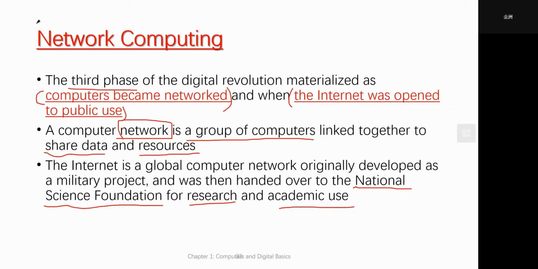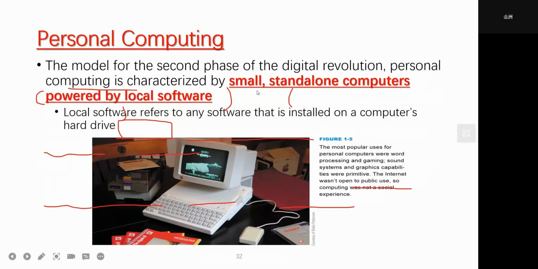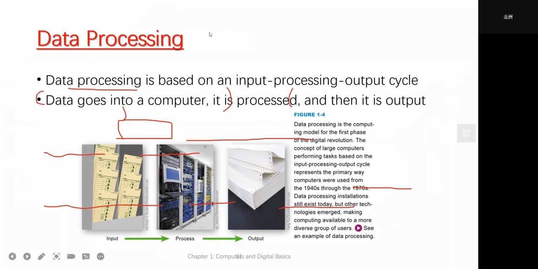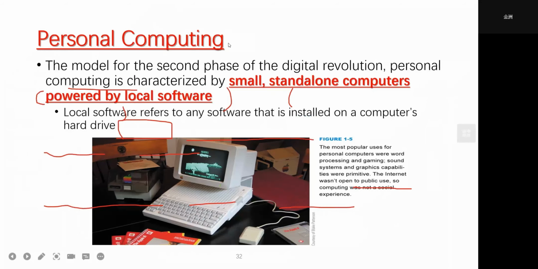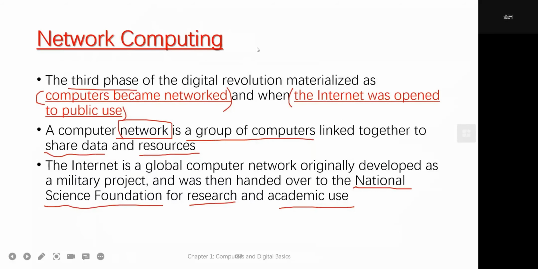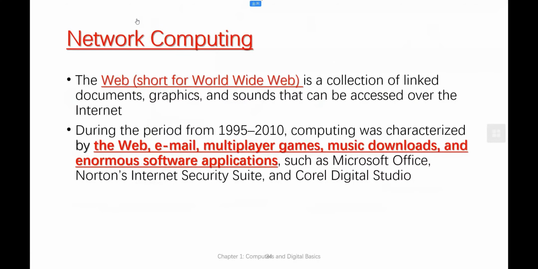Okay, so we talked about the first stage, which is called data processing. Then the second stage, which is called personal computing. Then the third stage, we call it network computing. Okay, and later we will talk about the fourth stage.